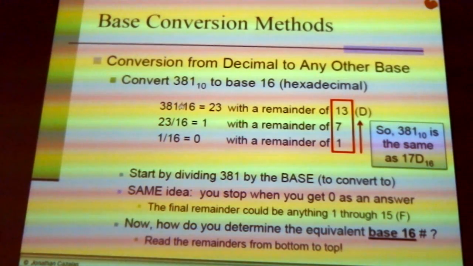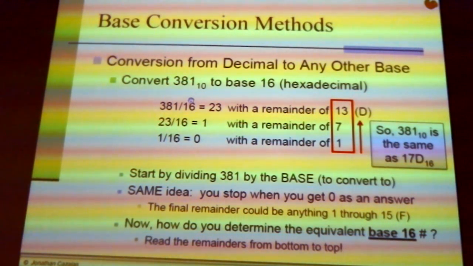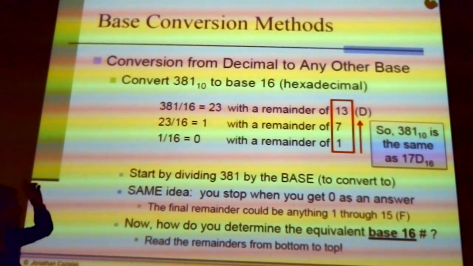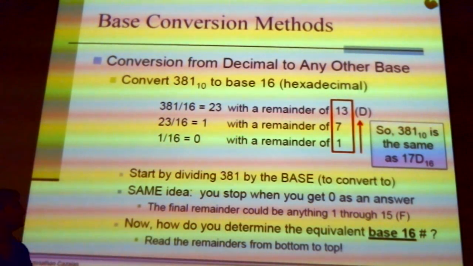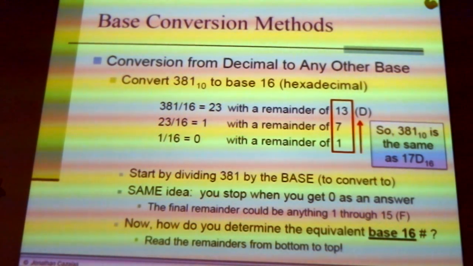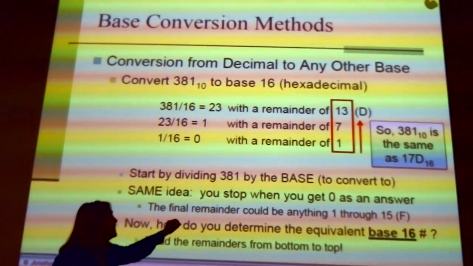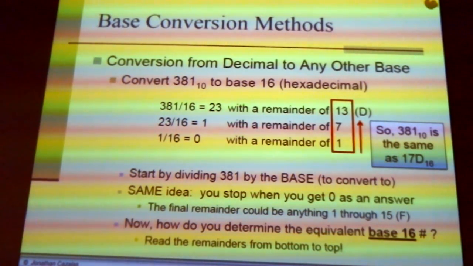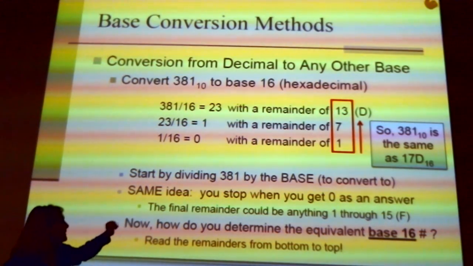Because we're converting to hex, that's the number you divide by, all right? So here, we're going to divide 381 by 16, and we get a 23, with a remainder of 13. 13 in hex is D. Then we take our 23 divided by 16, we get a 1, with the remainder of 7. And then we take our 1 divided by 16, and we get 0, because you can't do that math. And so we end up with our remainder of 1.